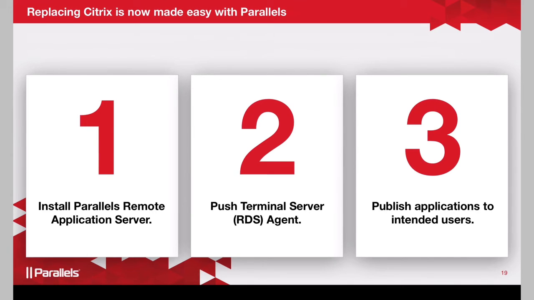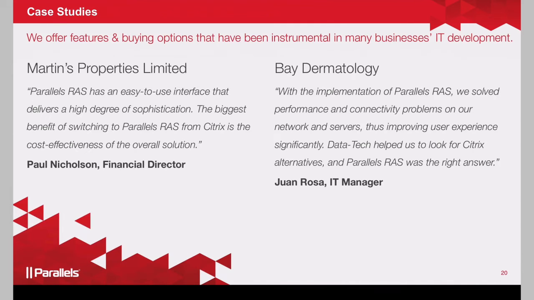So a Citrix replacement requires 3 steps, and actually it's very simple. Install Parallels Remote Application Server in your farm. We will push the terminal server agents to the servers, and we'll be publishing applications or desktops or files for intended users for the pilot. And throughout that period, we'll do the setup. And then, of course, you can start decommissioning your Citrix farm.